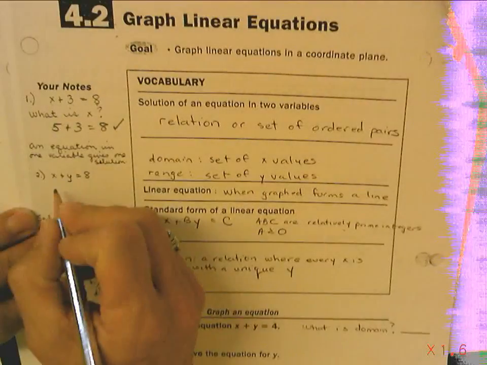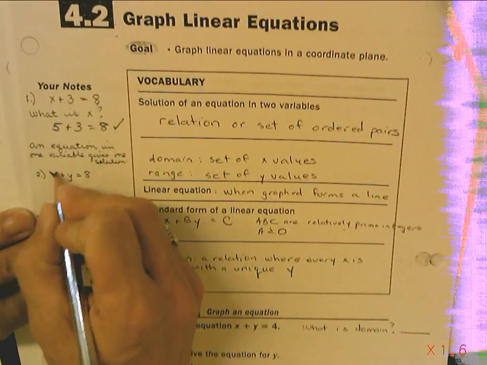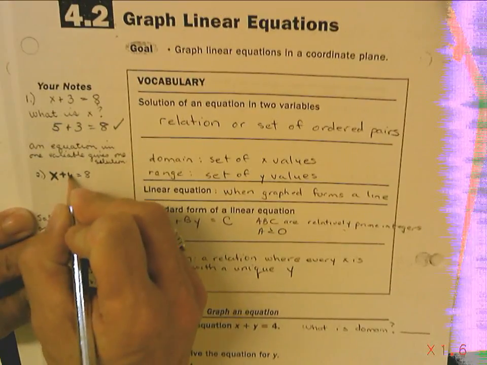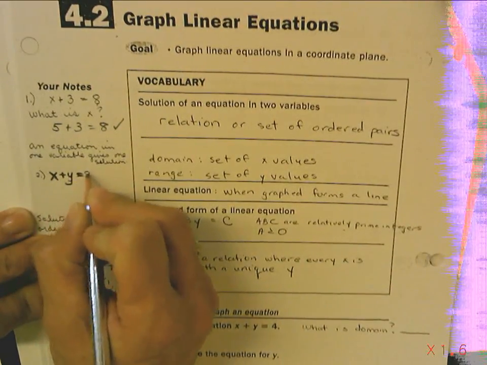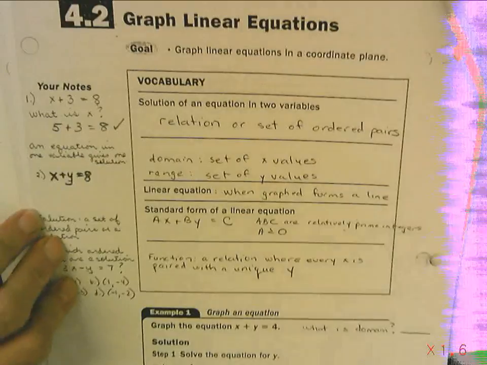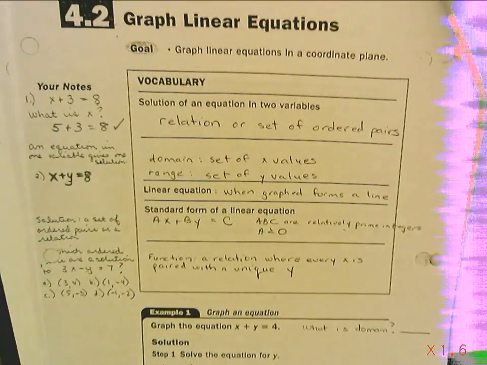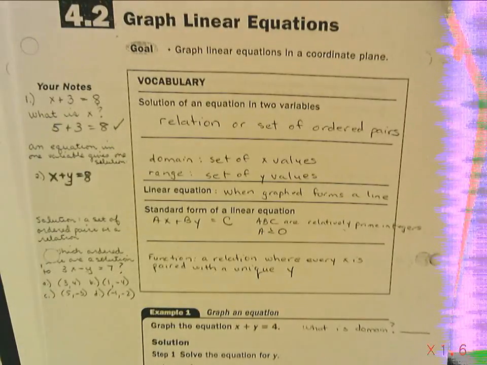But now, let's take an equation like this. X plus y equals 8. So there are two variables, and we're going to try to figure out how many solutions there are. So I want you to take a few minutes and see if you can come up with 2 or 3 solutions.